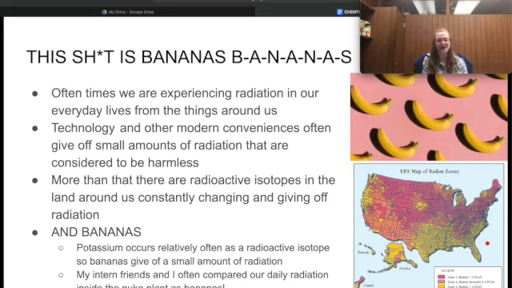So have a banana, everyone. Experience your radiation for the day. And I'll talk to you a little bit more about how this radiation occurs, what it means, and how we can use it for certain kinds of measurement in part 2.